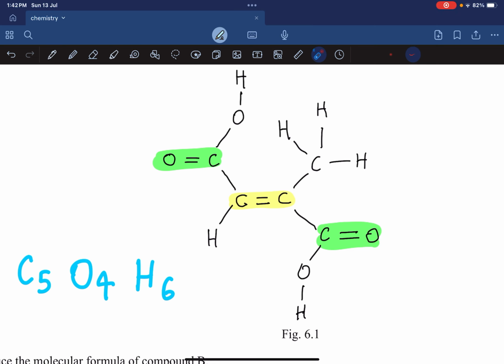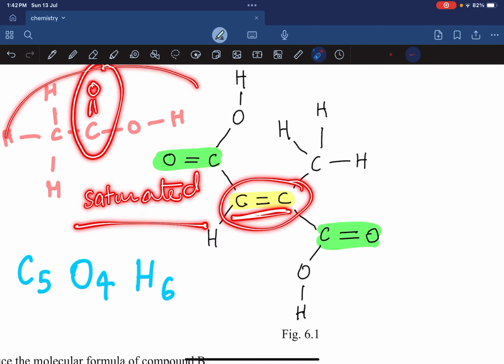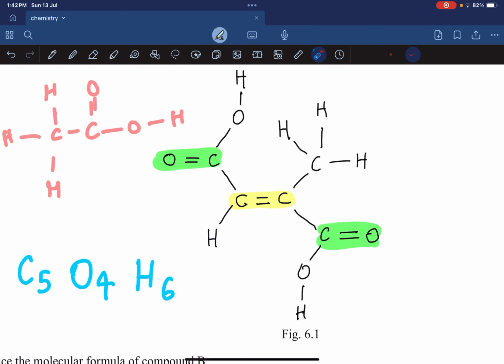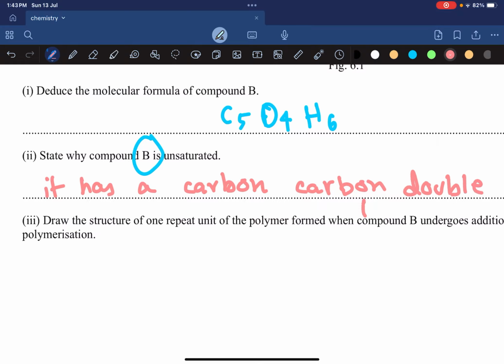You know why? Carboxylic acids, for example, if I draw ethanoic acid, which is something like this, I guess. Okay, this is your ethanoic acid, and this is saturated. Why is this saturated? There's a double bond over here, a carbon-oxygen double bond. Then why is it saturated? Because there's not a carbon-carbon double bond. Unsaturation can only happen when you have a carbon-carbon double bond. This is completely saturated, though it has a double bond, but that's not a carbon-carbon double bond. That's a carbon-oxygen double bond. So you have to think about these things, okay? So, state why compound B is unsaturated. It has a carbon-carbon double bond. Okay? So let's move on.